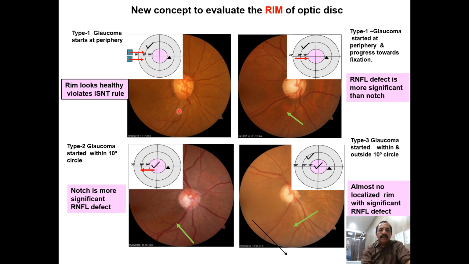In type 1, the disc almost looks normal, and on careful examination, we may see violation of the ISNT rule. In type 2, the notch will be prominent along with the RNFL defect. In type 3, almost the rim will be absent along with the RNFL defect.